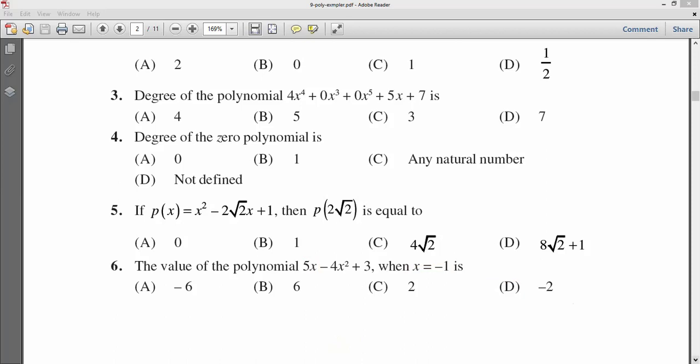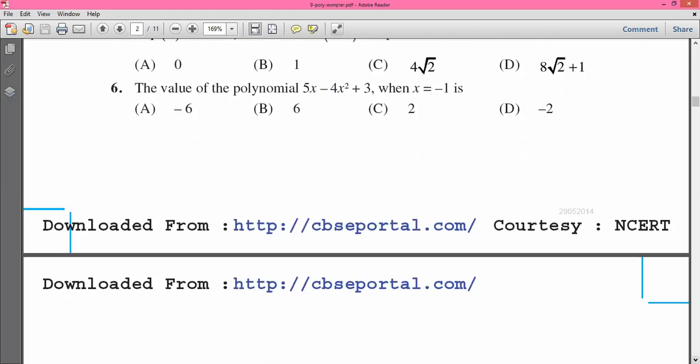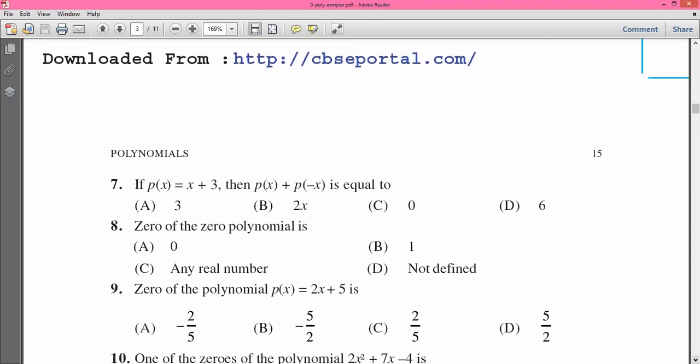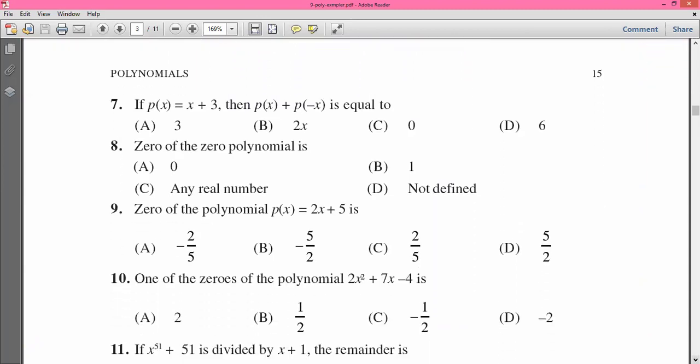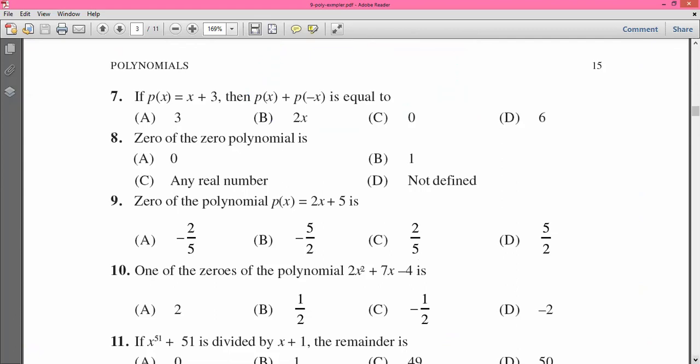Okay, come to the 7th question now. It's different from the above question. Here it is given, what is the value of P(x) plus P(minus x)? Please try it. And I want the answer from Sanvi. What will P(x) plus P(minus x) be? There are 4 options: 3, 2x, 0, 6. What will come?